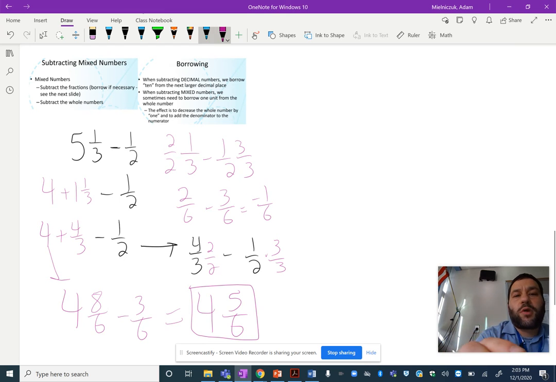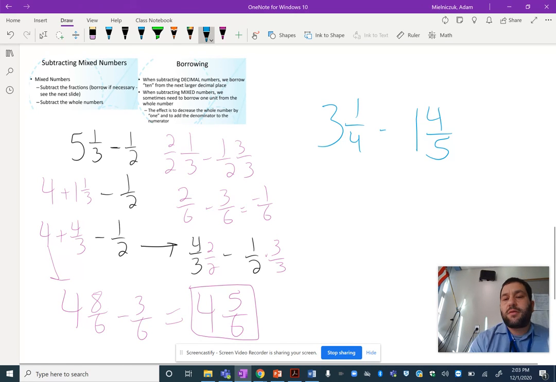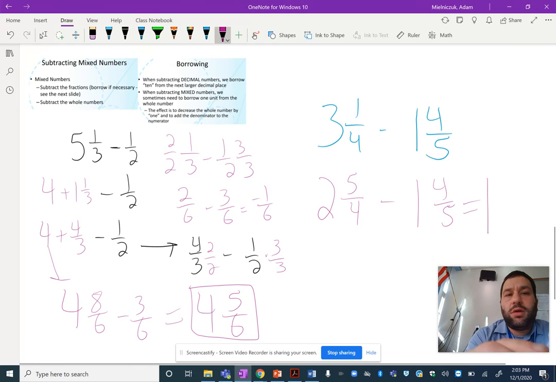Let's do one more, just to make sure we got this. Let's say we have 3 1/4 minus 1 4/5. Well, if we do 1/4 minus 4/5, we get a negative. So we've got to rewrite this as 2 5/4 minus 1 4/5. 2 minus 1 gives us a 1. So now it's just 5/4 minus 4/5.